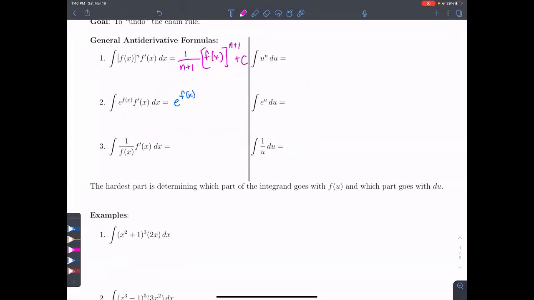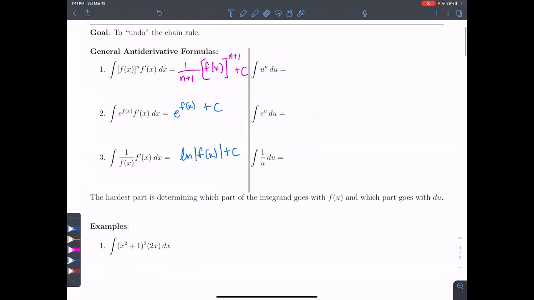One over the inside times the derivative of the inside. This is a thing we did. This is the derivative of the natural log. So the antiderivative would be the ln of absolute value f of x plus c. Oh, I forgot my plus c up here.